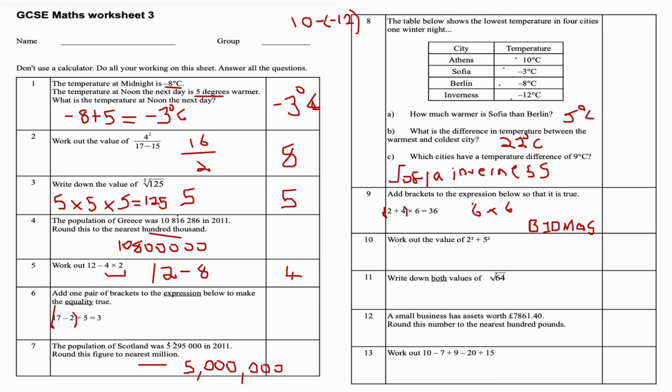Okay, this is question number 10. Work out the value of 2 squared plus 5 squared. Well, 2 squared means 2 times 2, which is 4. 5 squared is 5 times 5. 4 plus 25, guys, is 29.